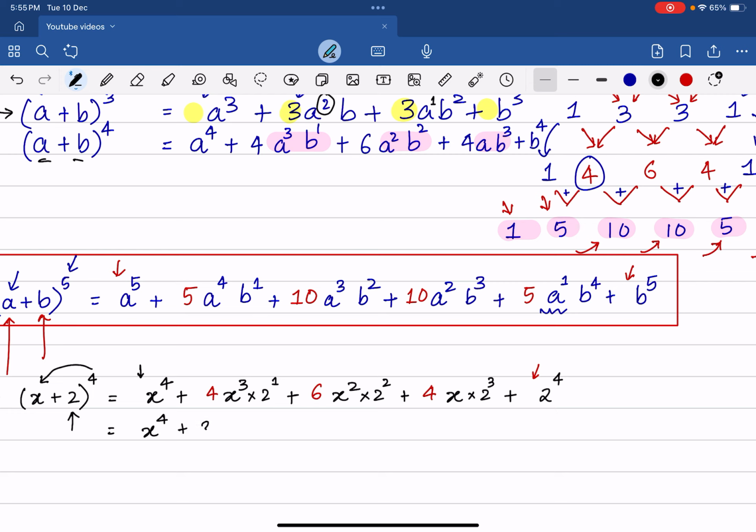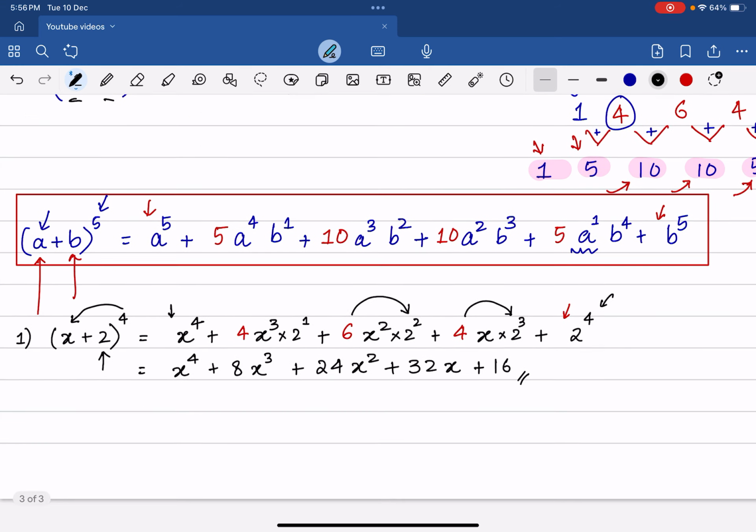4 times 2 gives me 8, and that makes it 8x cubed, plus 6 times 2 squared, which is 4, 6 times 4 is 24x squared, plus 4 times 2 cubed, which is 8, 4 times 8 is 32, and that's x along with it, and 2 raised to 4 is 16. That's your expansion for x plus 2 the whole raised to 4.